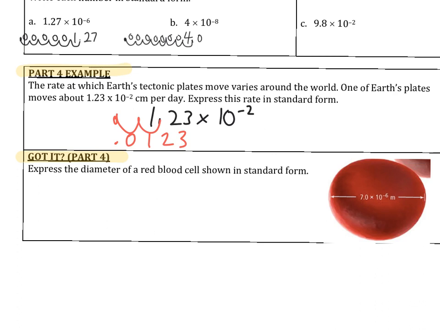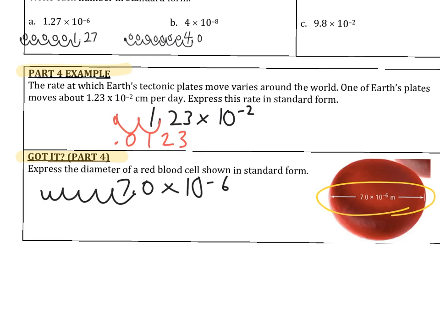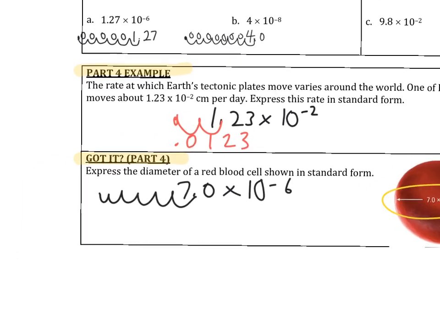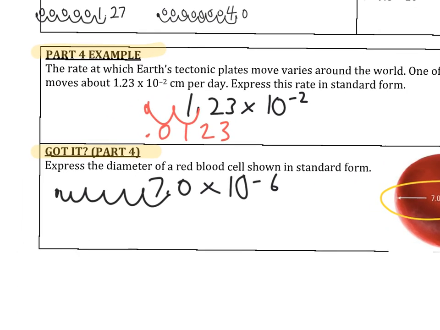So here is my number that I have to convert here. So I'm going to write it out, 7.0 times 10 to the negative sixth. Let's move 6 places to the left. 1, 2, 3, 4, 5, 6. I'm going to fill in zeros. 1, 2, 3, 4, 5 zeros. So my new number is 0.000007. That is the diameter of a red blood cell in standard form.